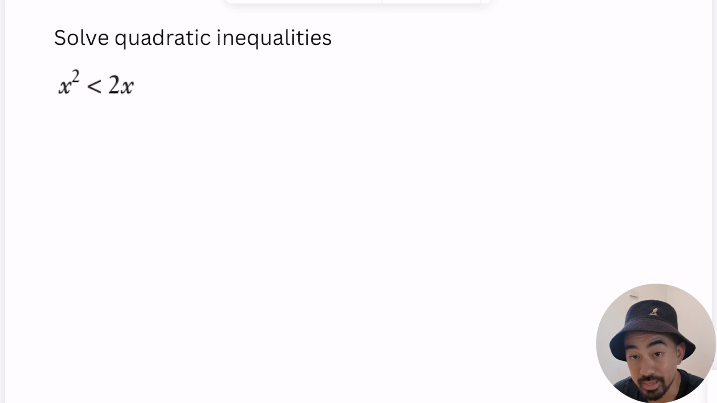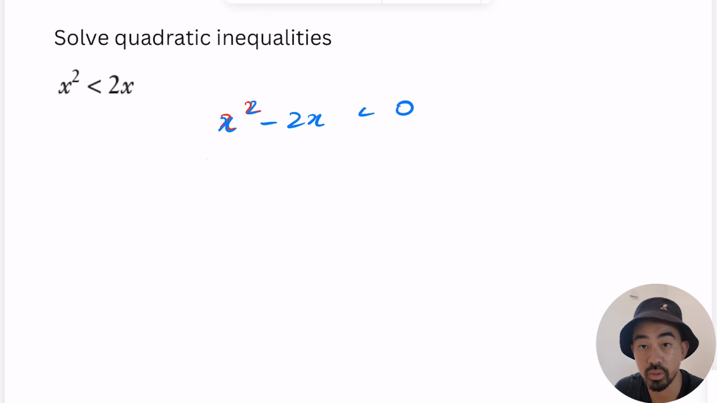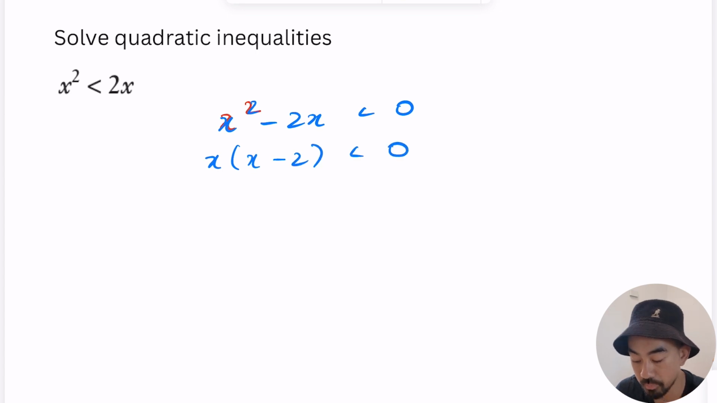x squared is less than 2x. So remember, one side always has to be equal to 0 first. x squared minus 2x is less than 0. Once I've done that, let's factorize. Take out the highest common factor, which is x. x outside of (x minus 2) is less than 0. So here my solutions are x equals 0 or 2.